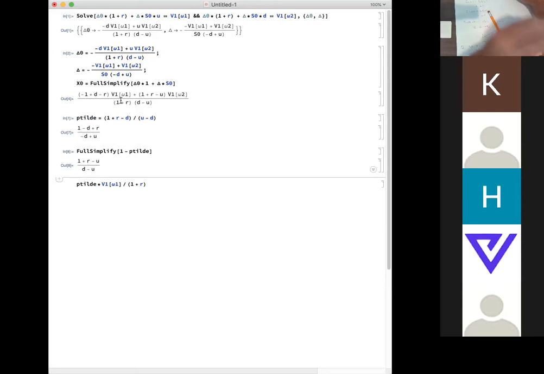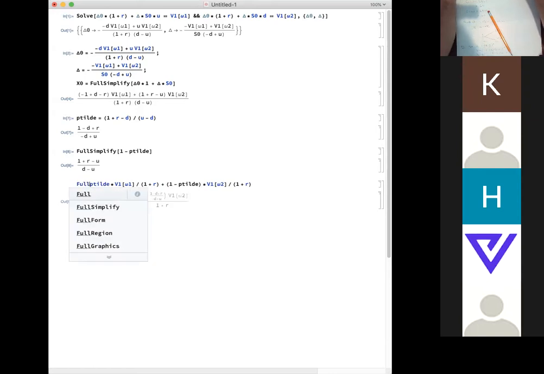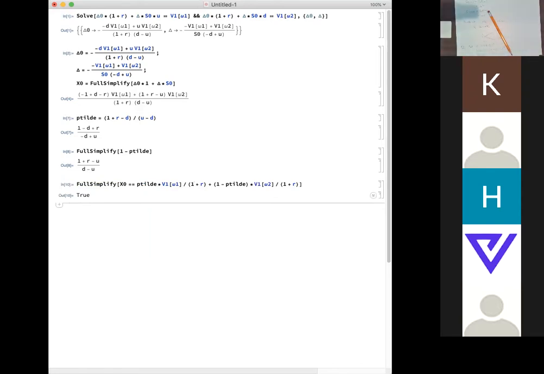So I can write this x0 as that thing plus 1 minus p tilde times the other thing. These two expressions here, if I ask Mathematica to check that x0 is equal to this, I get true. So there's another way of expressing this x0 that I have here, and it uses these p tildes and the 1 minus p tilde. And so let me try to talk a little bit about that.